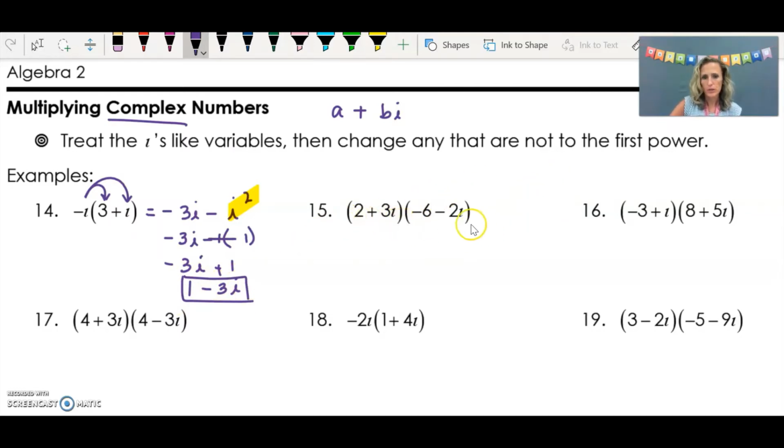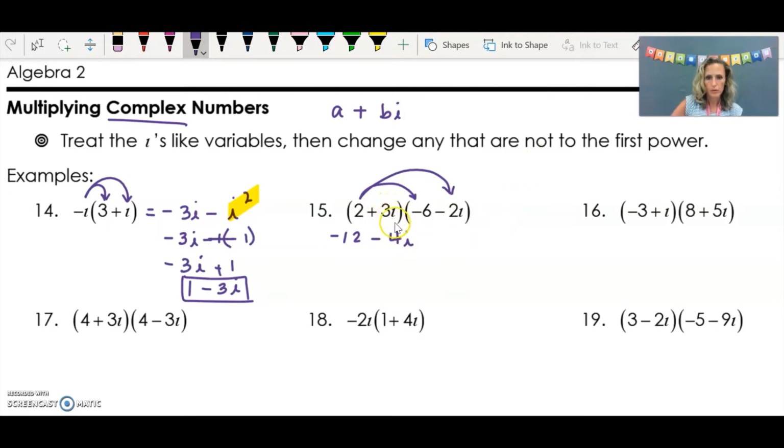This next one we're going to double distribute or FOIL. There's another method we can use called the box method or the area model method. I'll show that one on example 16. So for this one, I'm going to double distribute the 2 to both terms in the second quantity. So 2 times negative 6 is negative 12. 2 times negative 2i is negative 4i.